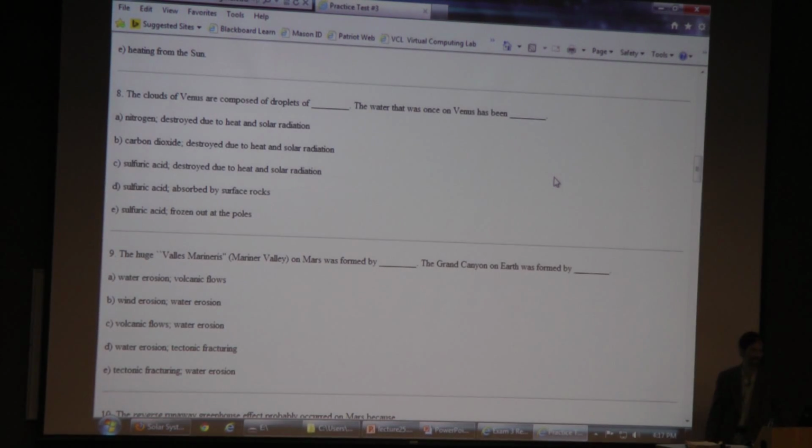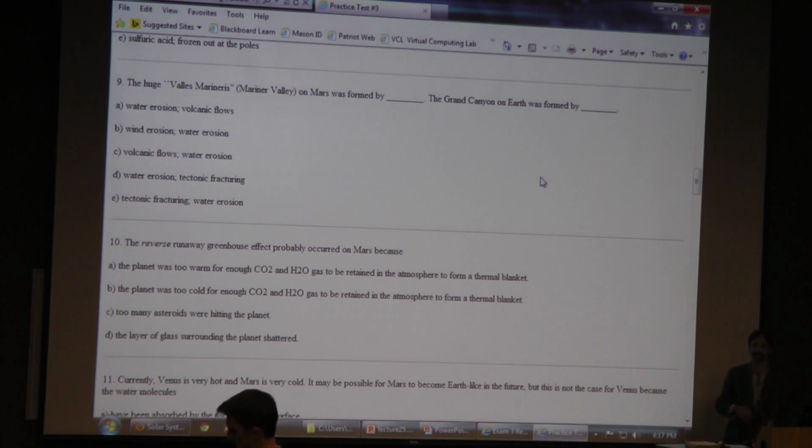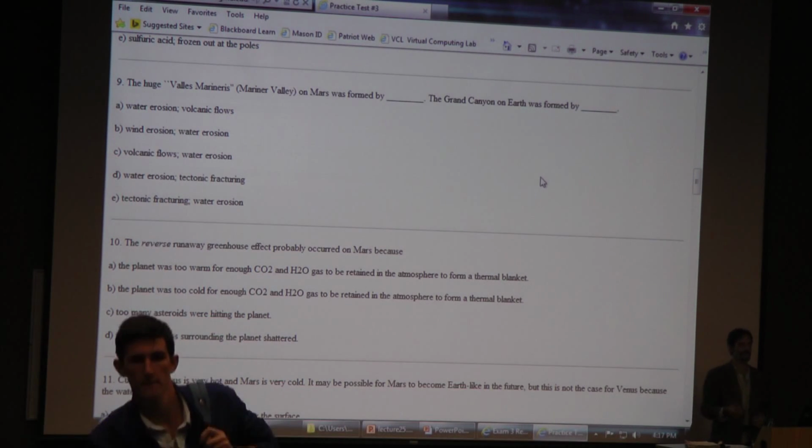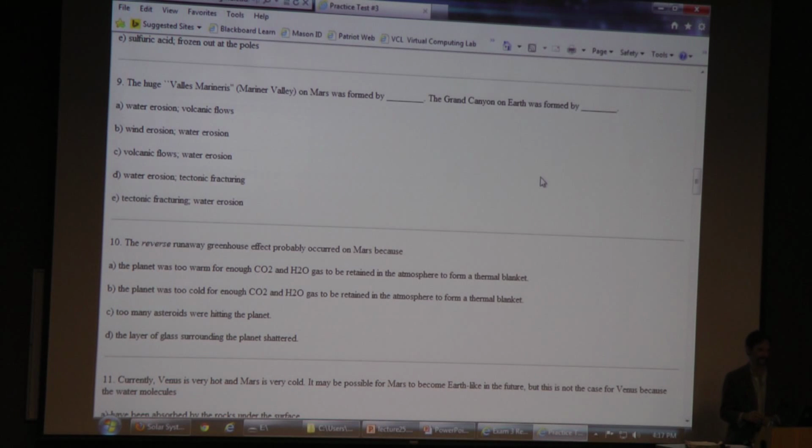Clouds on Venus are composed of what? Sulfuric acid, yes. And we think the water is gone because it's been destroyed by solar radiation. So this would be B. That's the runaway greenhouse effect. It's a runaway greenhouse effect because the water has been chemically removed from the planet, not just frozen into the surface like we see on Mars.